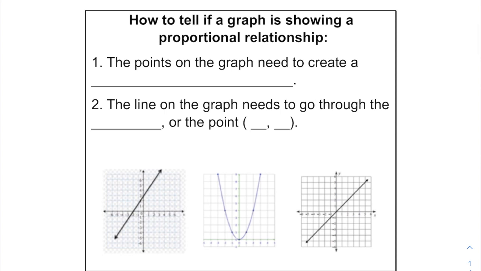Your first slide here: how to tell if a graph is showing a proportional relationship. The points on the graph need to create a straight line. So that's your first blank there. And then part two is that the line on the graph needs to go through the origin. We can also call that the point (0, 0).